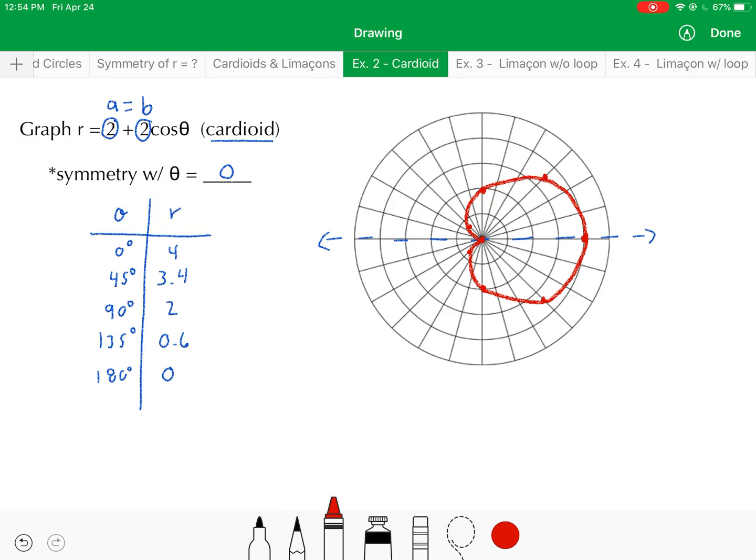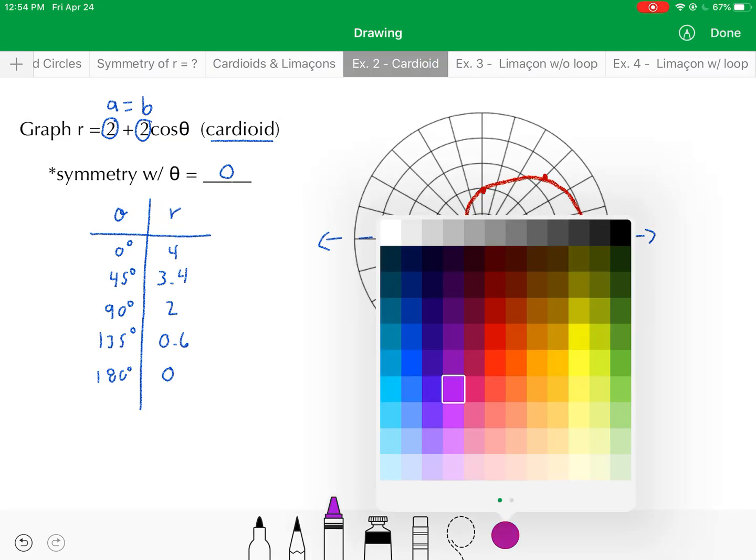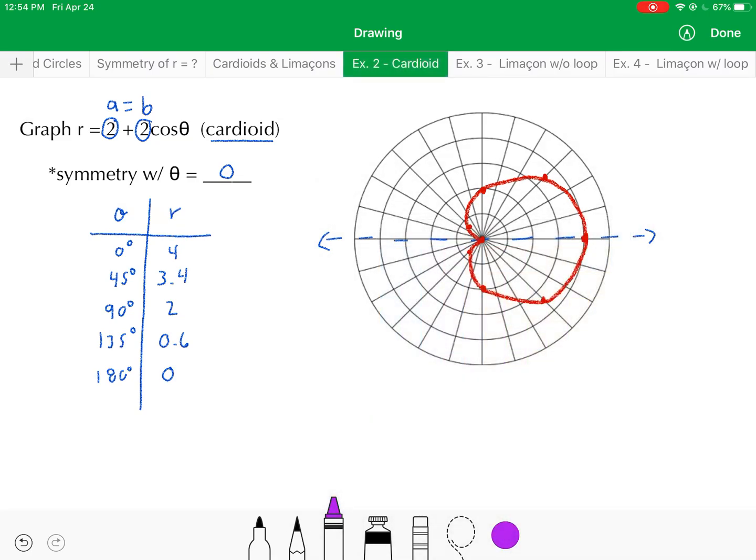Okay, next I want you to make a couple observations here. Notice that the distance from the pole out to this furthest point here, that is 4 units, which is the sum of A and B. And then this distance from the pole to that point right there, that is 2 units, which is your value of A. Keep that in mind as we move through some of our other examples here.